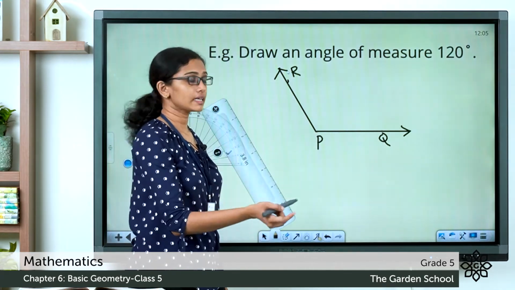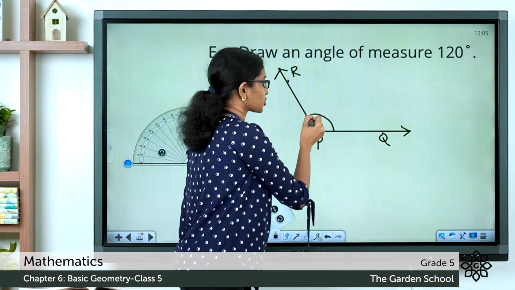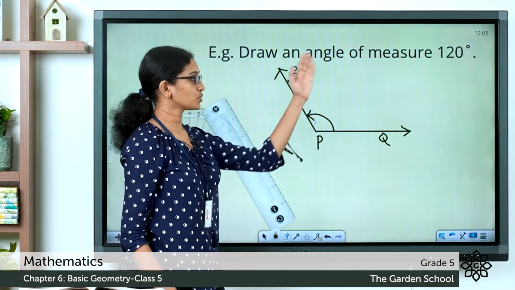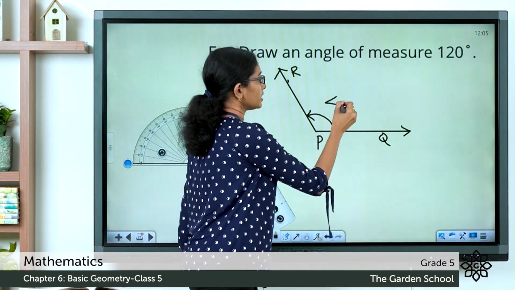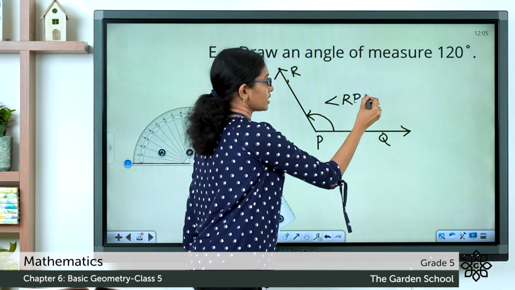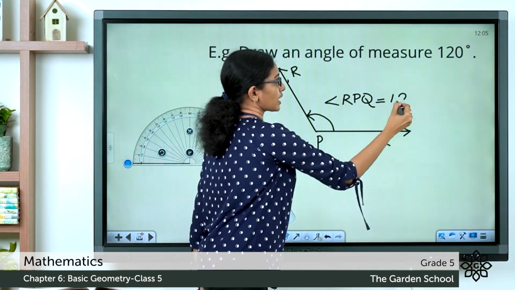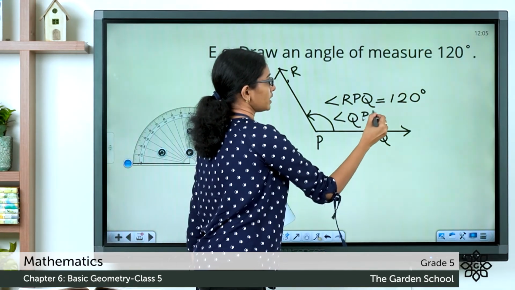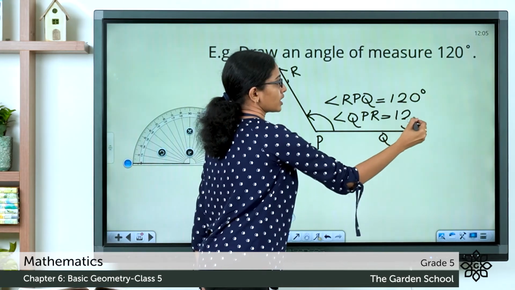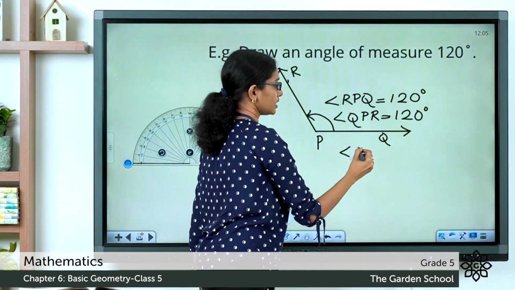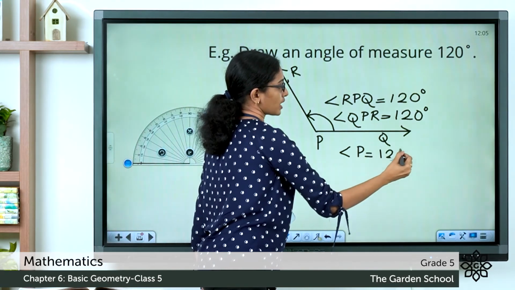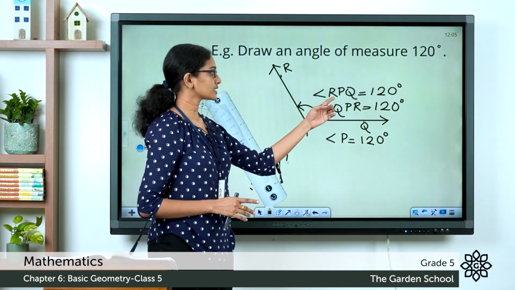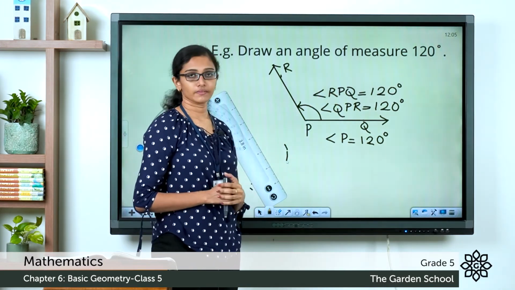Since we use the inner scale, the arrow showing the measurement should be pointed towards the left because we took the measurement from right to left. And write the name of the angle, angle RPQ is equal to 120 degree, or you can also write angle QPR is equal to 120 degree, or you can even write angle P is equal to 120 degree. So note that the vertex is mentioned in the middle of the name that we have given here.